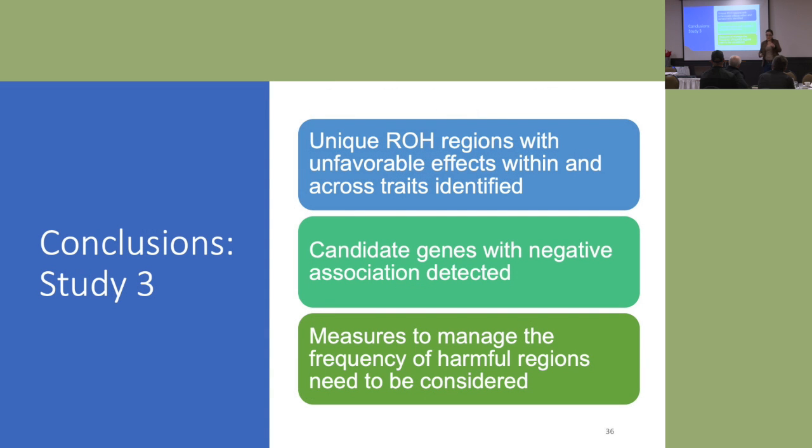We're getting better at this. We just have to keep looking at more data and have better phenotypes. But in any case, what we found is that there are unique runs of homozygosity regions with unfavorable effects within and across traits. Candidate genes with negative association were detected, and we have to start thinking about this a little bit more than we have probably in the past. Now, I'm not trying to freak you all out, but I'm just saying, maybe we should think about this a little bit, right?